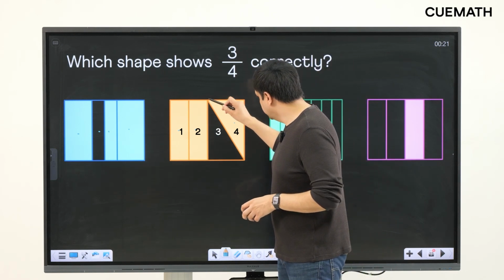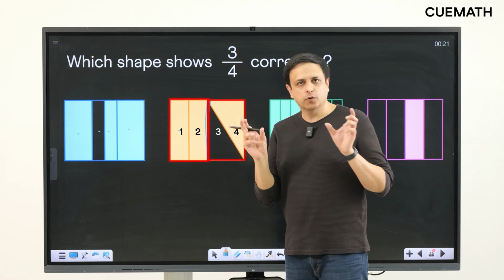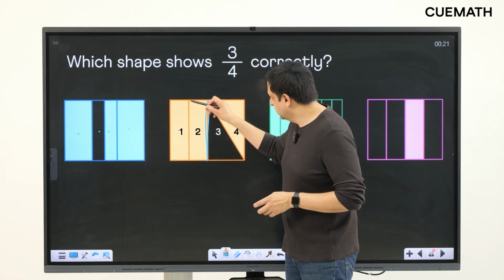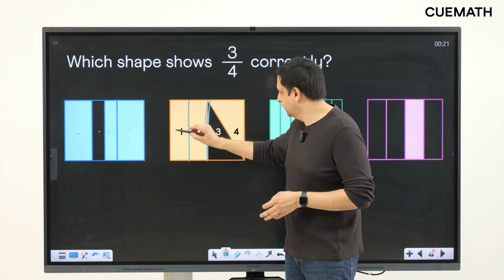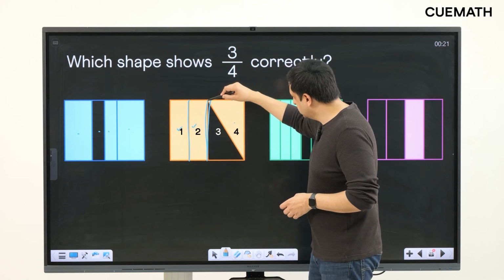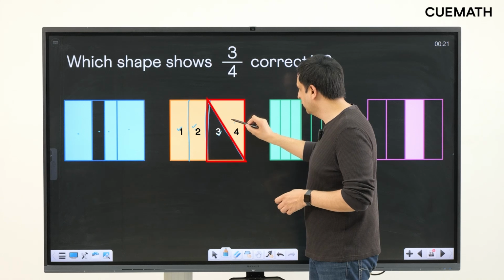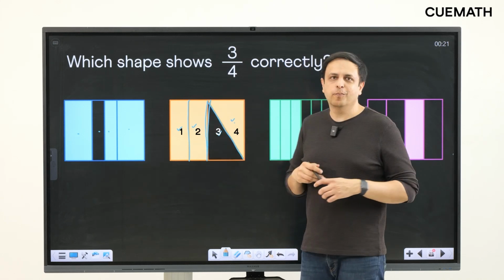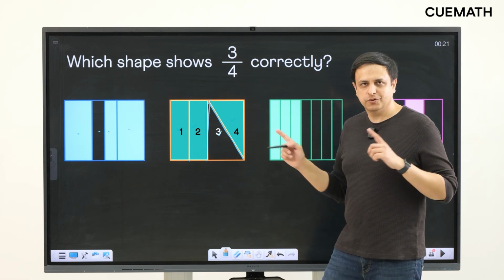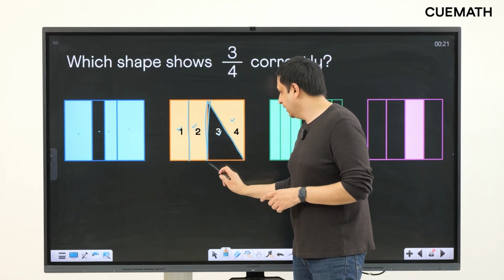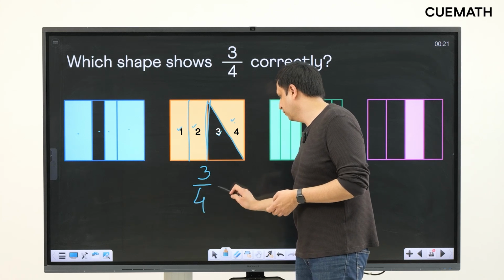Well, because this line here, this vertical line, divides the whole rectangle into 2 equal parts, and then this line here divides the left half into 2 equal parts. So this one and this one are equal, and this diagonal here, this oblique line, divides this right half into 2 equal parts. So therefore all 4 parts are equal, and 3 of those 4 parts are shaded. So therefore this shaded area here does indeed represent the fraction 3 over 4.